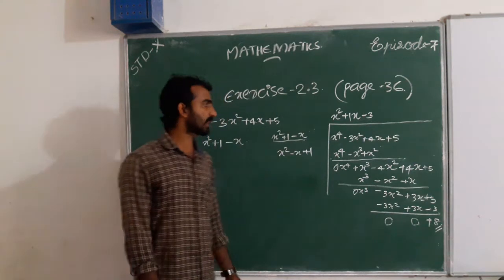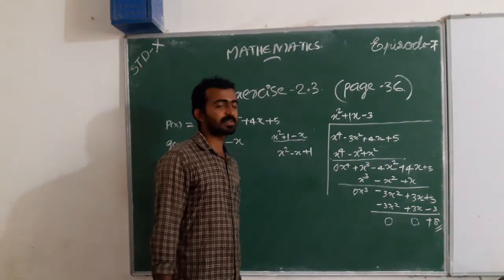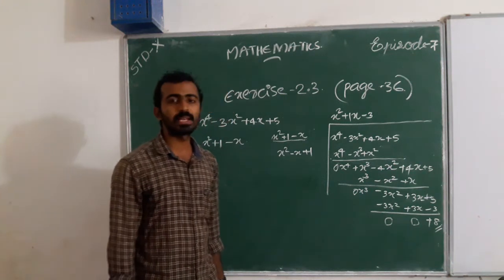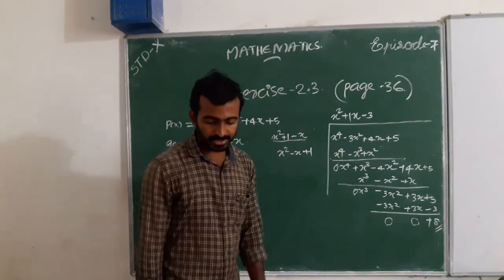That is, the answer of the second question is: quotient is x square plus x minus 3, and remainder is 8. And next, the third one.